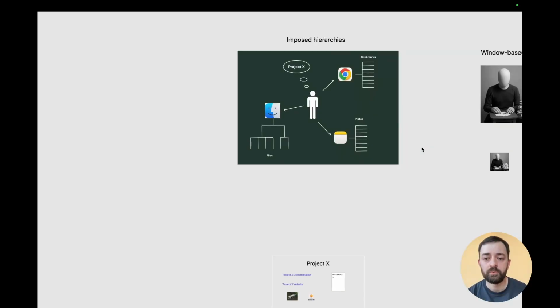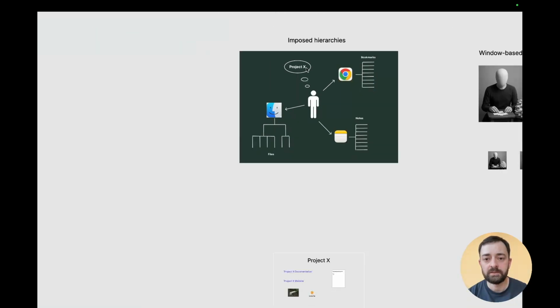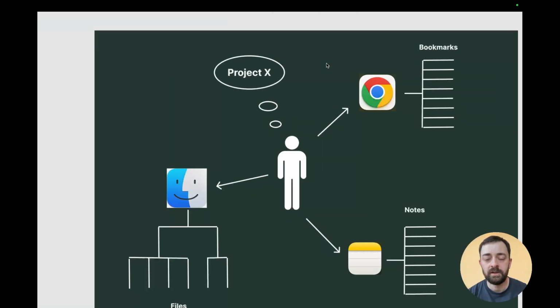Another problem that computers have is imposed hierarchies. Basically, apps impose hierarchies on you that you may not want to use. For example, let's say you work on project X and you want to find a link that is related to this project. So you go to your browser and then you have to search through a bunch of bookmarks. And you have bookmarks from different projects there.